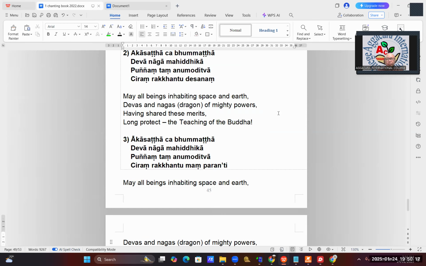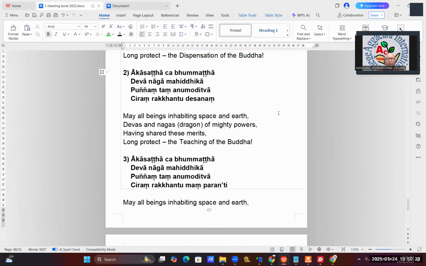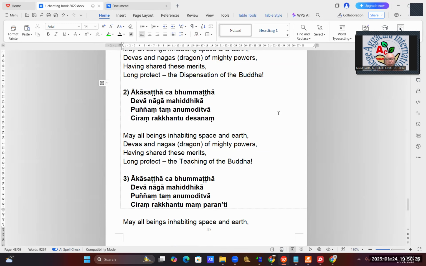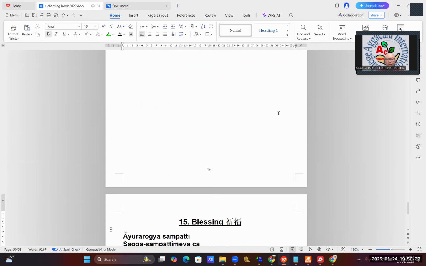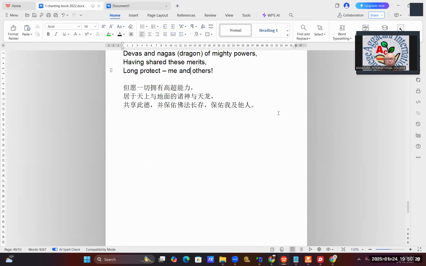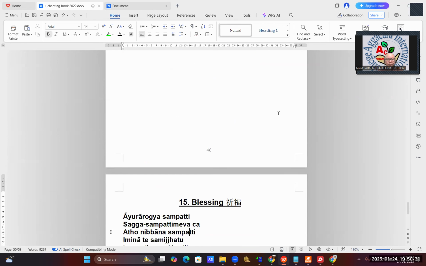May all beings inhabiting space and earth, devas and nagas of almighty powers, having shared this merit, long protect the dispensation of the Buddha, the teaching of the Buddha, and protect us, me, and others.